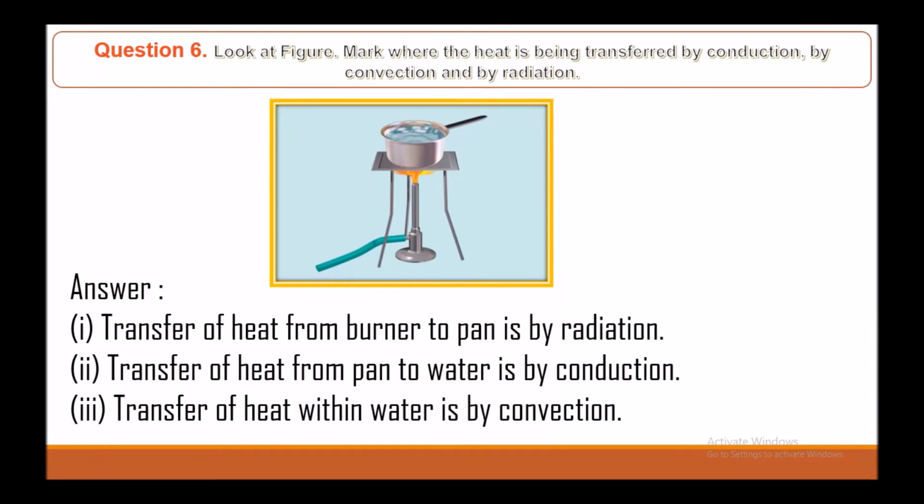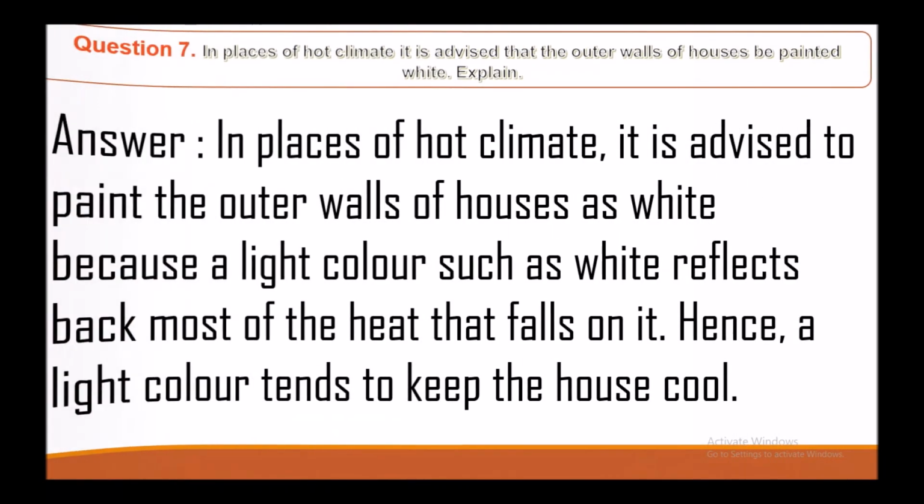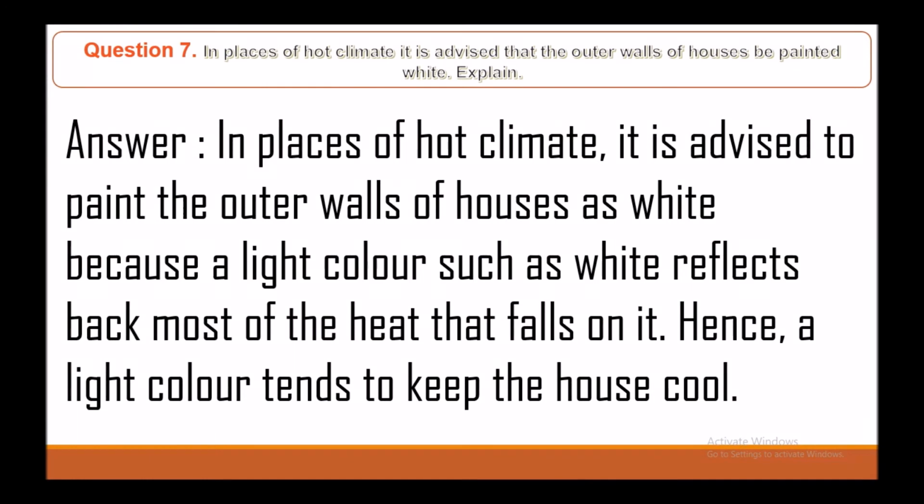Question 7. In places of hot climate, it is advised that the outer layer of houses be painted white. Explain. So, this answer is: in places of hot climate, it is advised to paint the outer walls of houses white because a light color such as white reflects back most of the heat that falls on it. Hence, a light color tends to keep the house cool.